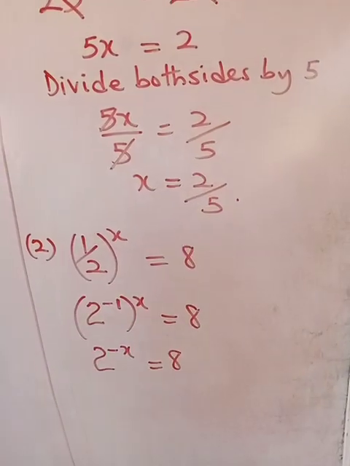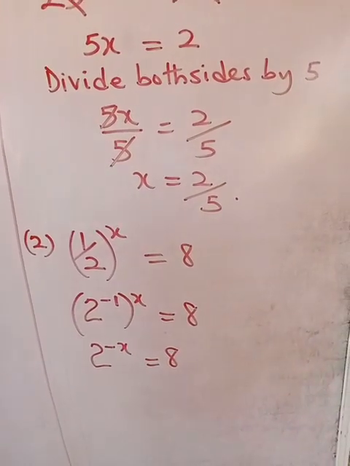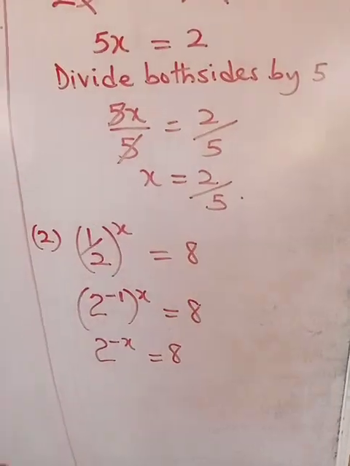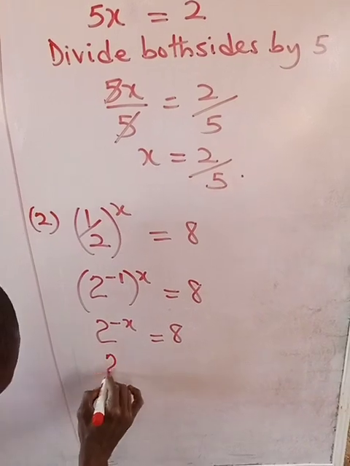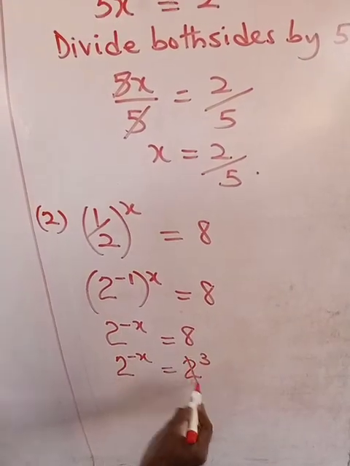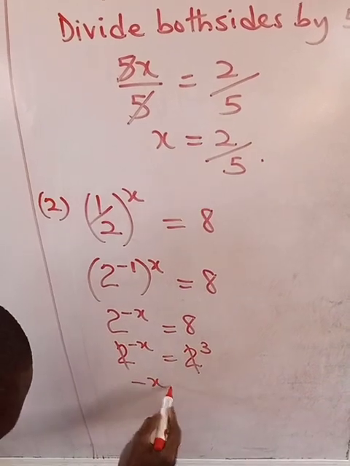8 can be changed. 8 is 4 times 2, and 4 is 2 times 2. So 8 is 2 in 3 places. 2 times 2 times 2 gives 8. So you can say 2 raised to power minus x will be 2 raised to power 3. Then you cancel the base since they are the same now. Minus x will be 3.